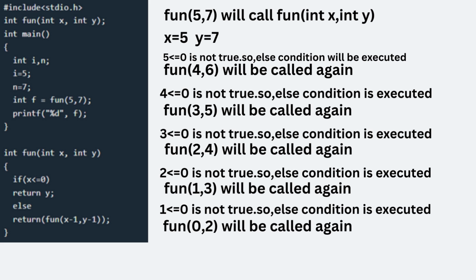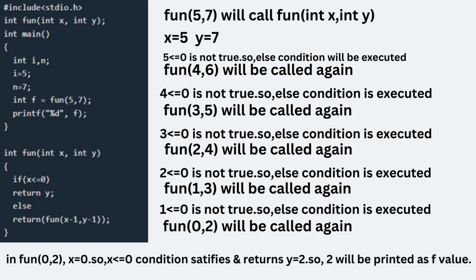In function of 0 comma 2, x less than or equals to 0 condition is satisfied here and it returns y. It is returning y, right? In the if block, if x less than or equals to 0, it is returning y. Y value is 2. So 2 will be printed as f value.